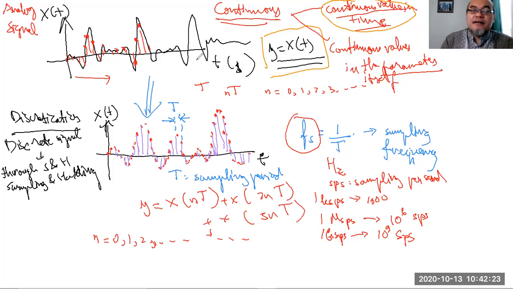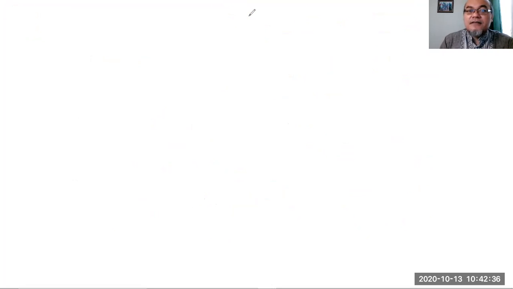Until here, clear? This is what we call discretization. But the process is not finished yet. I will clear this first and continue. After discretization, we have another process called quantization.